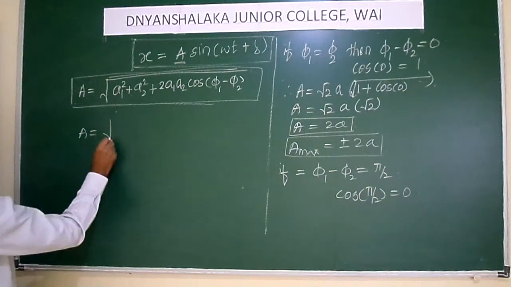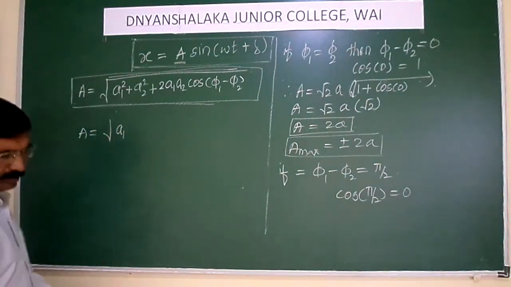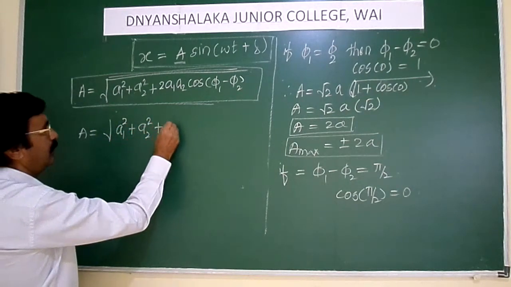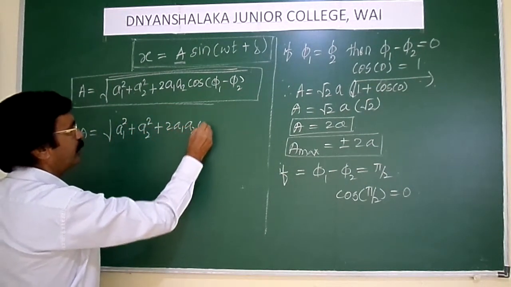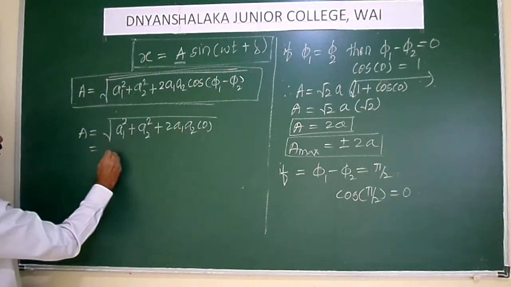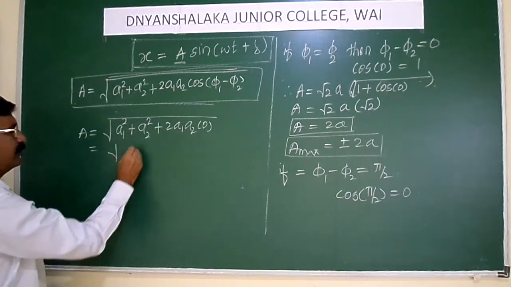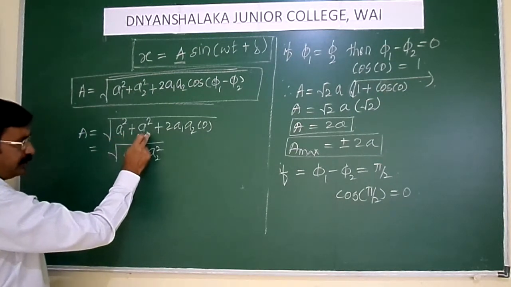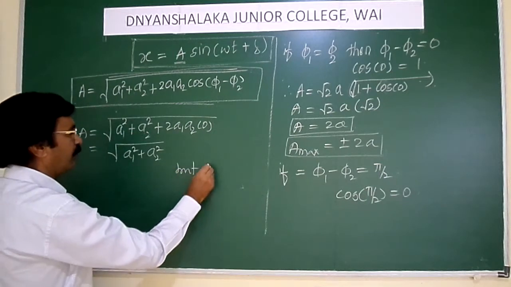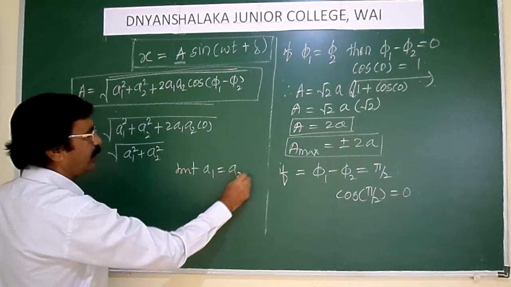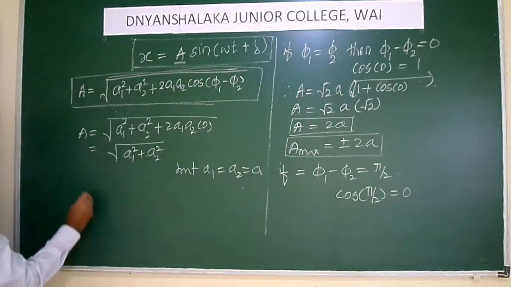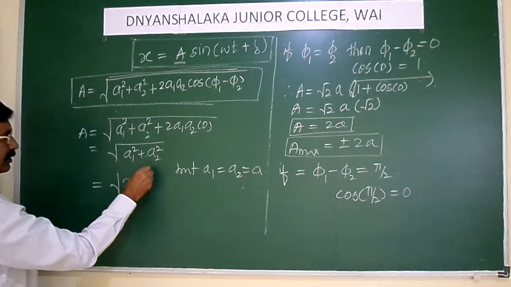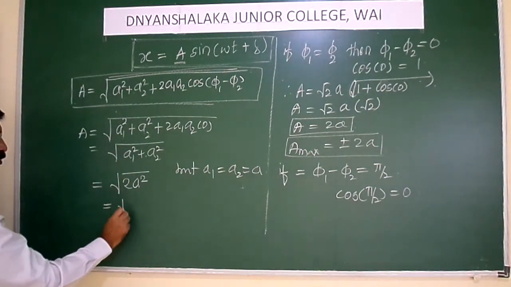A is equal to under root a1 square plus a2 square plus twice a1 a2 into 0. So this will be root of a1 square plus a2 square if the amplitudes are different. But for a1 is equal to a2 is equal to a, this will be under root 2a square. So it will be root 2a.